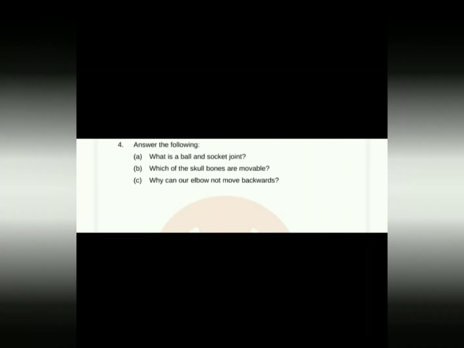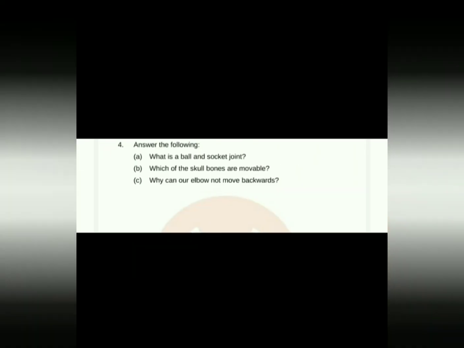Next, move to the fourth question. Answer the following. In A, what is a ball and socket joint? We learnt about the ball and socket joint. Let's see the answer. The ball and socket joint of the body is mainly present at the shoulder and thigh. The joint is made up of two bones where one is rounded and the other bone forms a socket. So, both the bones fit perfectly and can move freely in all directions. This is about the ball and socket joint.